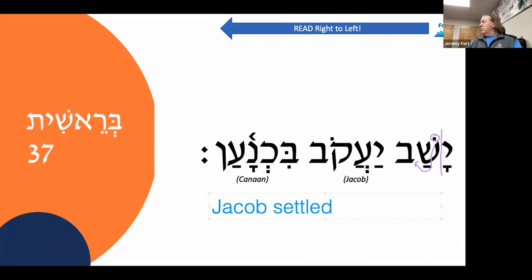In Canaan. How do you know it's in Canaan? You guessed? Well, use that good guess and tell me why you think that's the case. Well, Canaan is a place, but there's a b in front of it. There's a word in front of it. What's the word in front of it? Well, what does it mean?